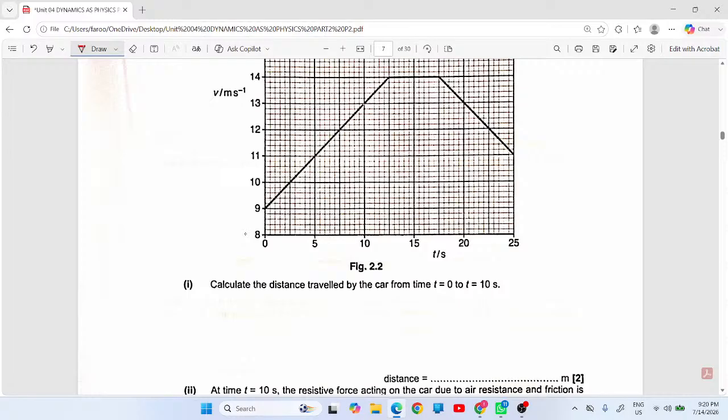Just 0 to 10, so you have done it. Yes, half multiplied by 9 plus 13 multiplied by 10. So area under the graph, the distance is the area under the speed time graph, which is the area of a trapezium. 9 minus 8 is 1, plus 13 minus 8 we will do. How much will 13 minus 8 be?